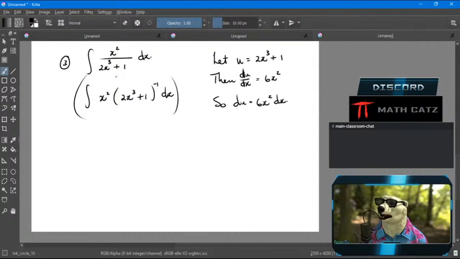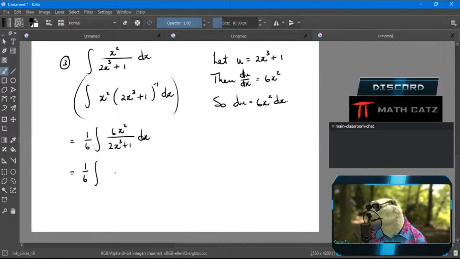I can handle the denominator. The numerator needs a 6. So let's give it a 6. I can tweak numbers because of the constant times a function property. I just need to make sure it balances out to still have essentially my original question. I can't change the original question. Then I have my 1 over 6.